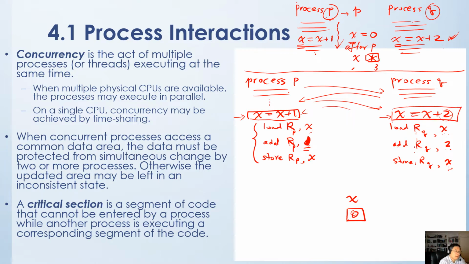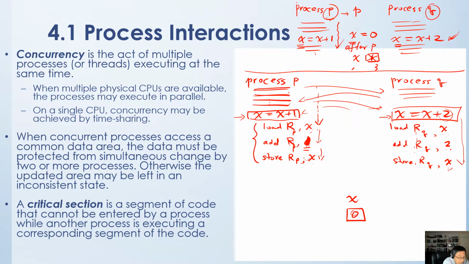Now let's see. Suppose P and Q are running concurrently, right? Then the CPU is going to run the instructions in P, and the CPU continues and runs one of the instructions, load RQ, comma X, and then the CPU runs the next one. After the CPU completes these 3 instructions, the value of X has been incremented. The value in the memory has been incremented. That's fine. The same thing with Q.